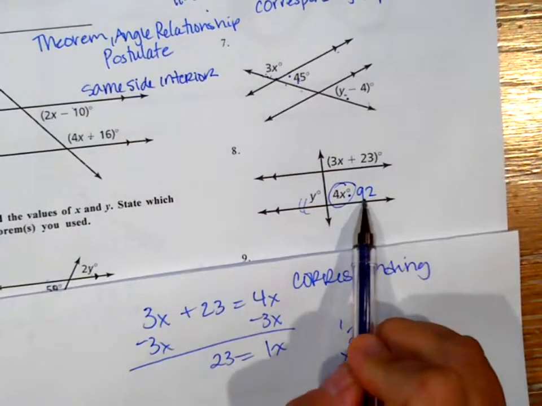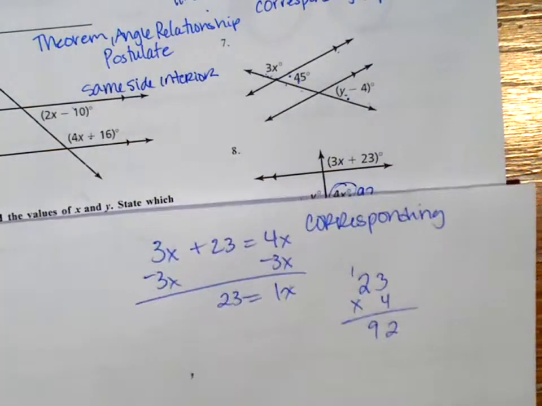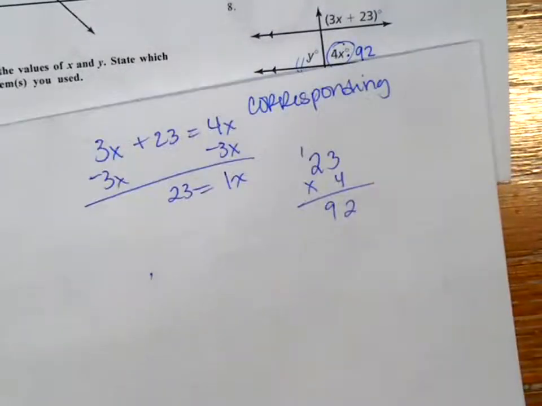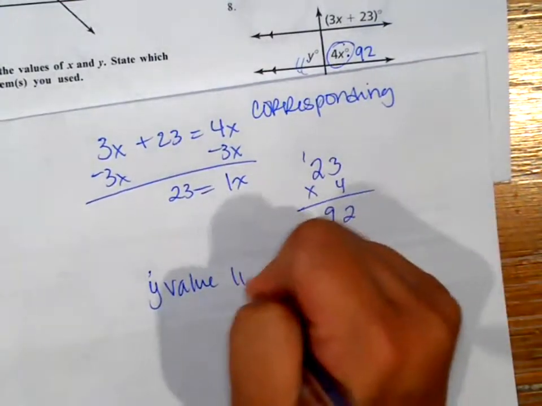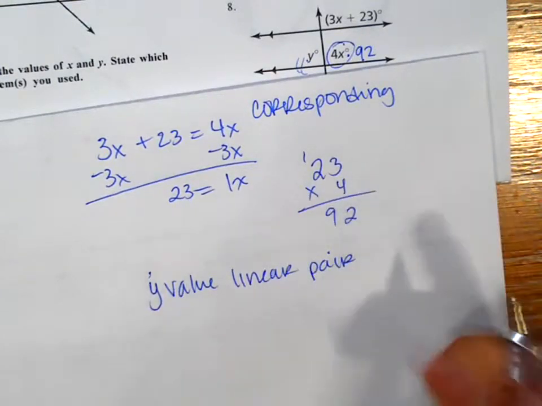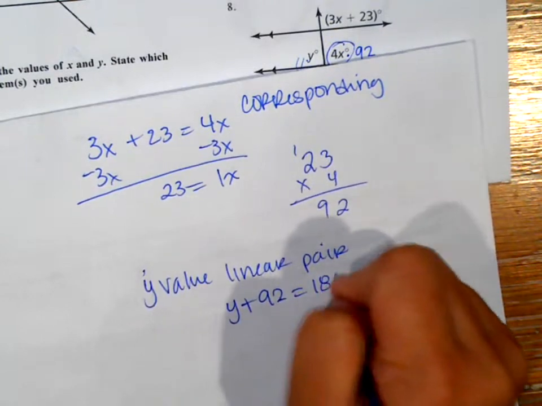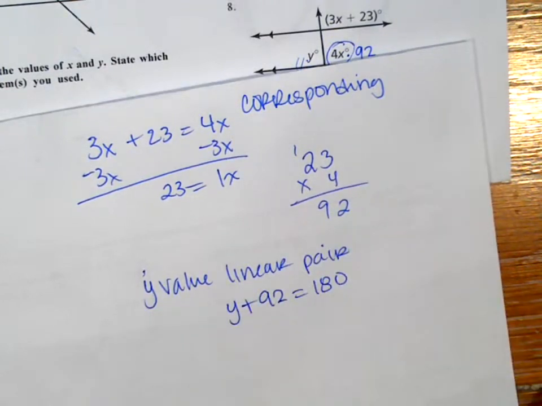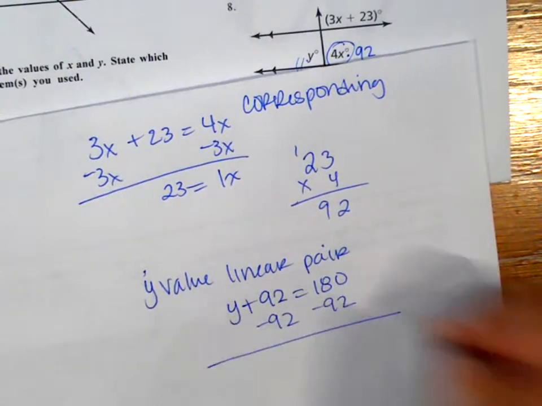And then I know that this plus this for my y value, I'm going to say that it's a linear pair. And in my linear pair, I have y plus 92 equals 180. And then you subtract 92 from both sides.